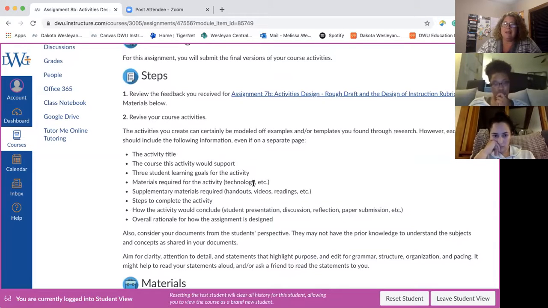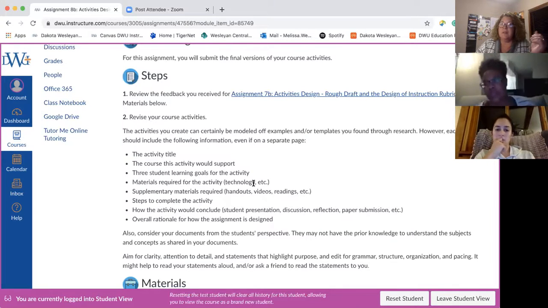Materials would be like technology, supplementary materials, like if you have handouts that you want to give them, maybe you're going to show a video that explains a particular learning disability or something like that. Anything with college and career readiness, there are probably some pretty good videos out there that you could use as an anticipatory as well.